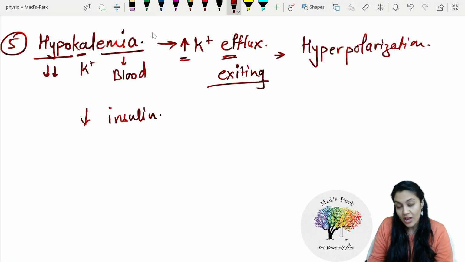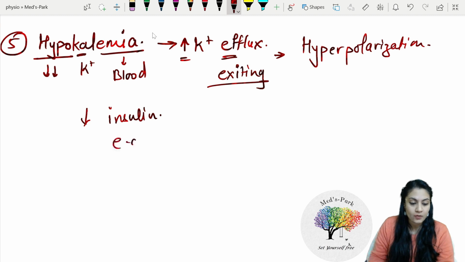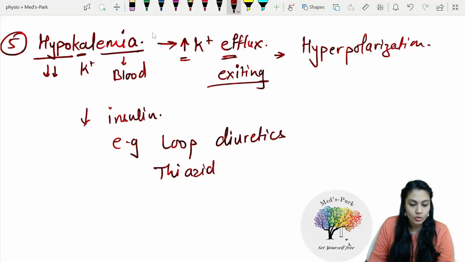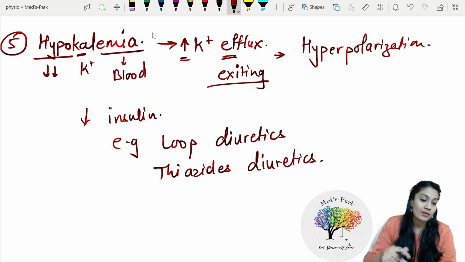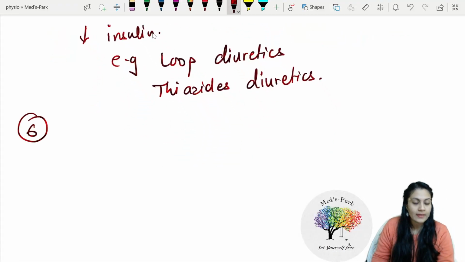Now there are some drugs which can cause this hypokalemia. The drugs responsible for it are, first, loop diuretics and also the thiazides, loop diuretics and thiazide diuretics, right? These two drugs tend to cause hypokalemia. Okay, let's move on to the next thing.